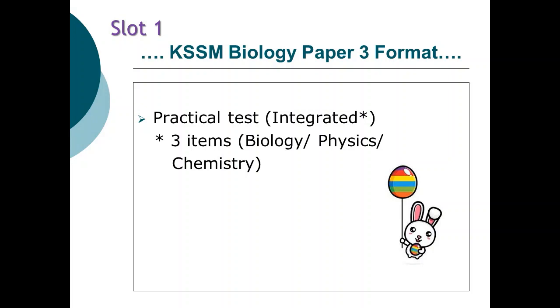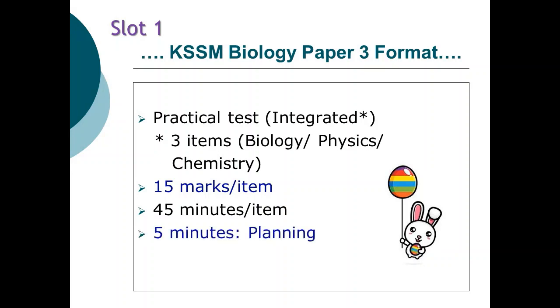Candidates will answer the questions one by one based on the subjects they are registered for. It can be 3 pure science subjects, bio, physics, and chemistry, or any other combination of 2 pure science subjects. There are 15 marks per item and 45 minutes per item. The first 5 minutes are for experiment planning, and 40 minutes for conducting the experiment and answering the questions given.